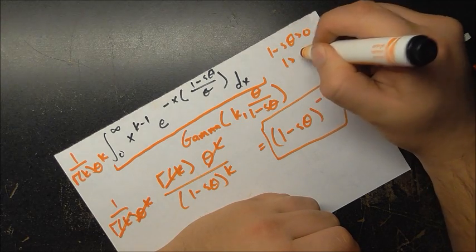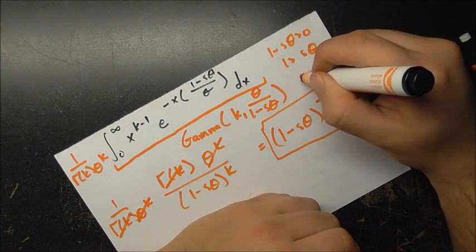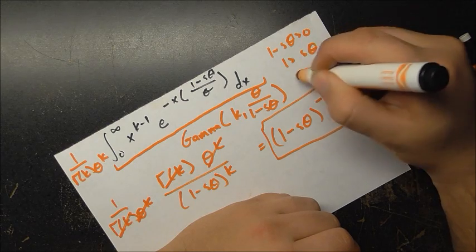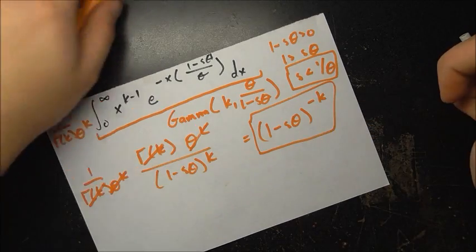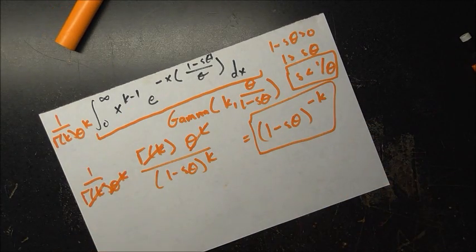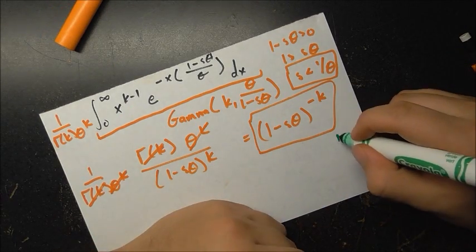Just manipulating a little bit: 1 is greater than s theta. We need s to be less than 1 over theta. So that's a restriction on the kinds of s's we can put in there. So s must be less than 1 over theta if this is to work out. Okay, so this is our MGF.